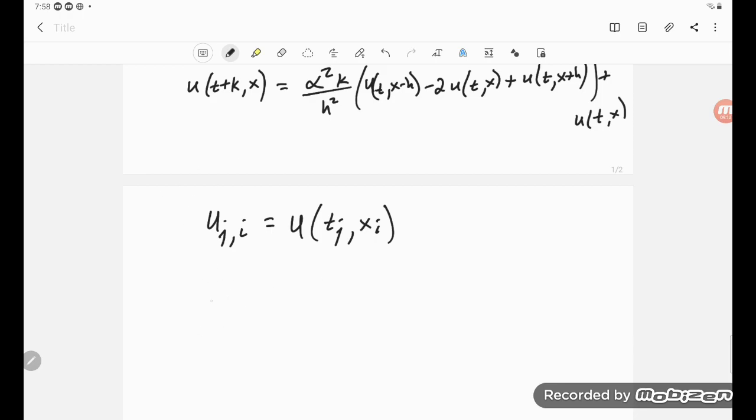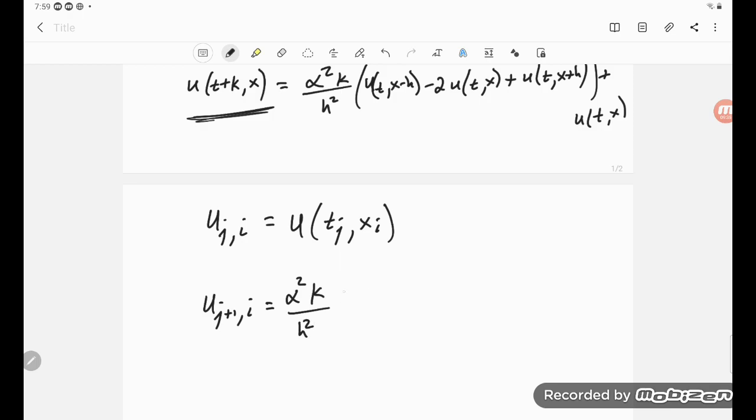going to say here is that u sub j plus 1, comma i, is equal to alpha squared k over h squared times u sub j, i minus 1, minus 2 u sub j i, plus u sub j, i plus 1, and then plus u sub j i.